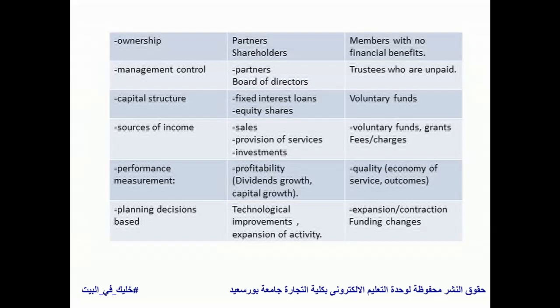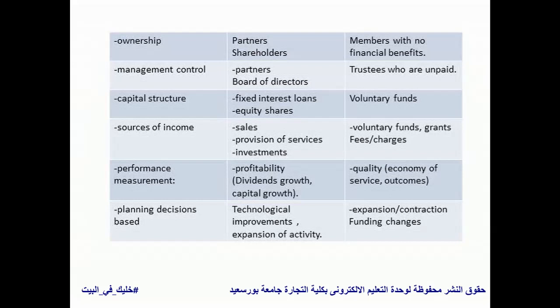Performance measurement. In the case of commercial organizations, the performance can be measured by profitability. The profitability is shown through dividends growth or capital growth. So the growth in capital or the growth in dividends represents profitability. The performance in the case of NPO is measured by quality.